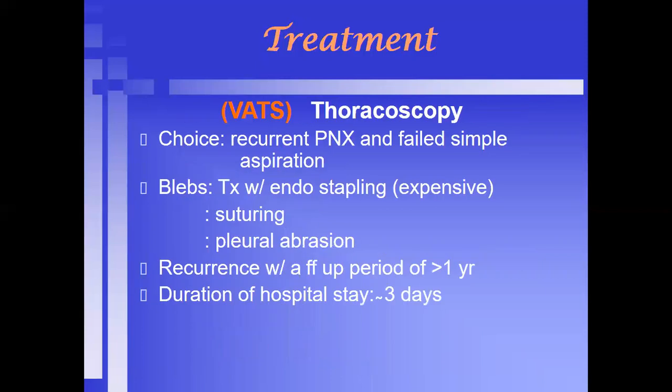So another option for treatment is your VATS or your thoracoscopy. This is the treatment of choice if your patient has had recurrent pneumothorax or if you did simple aspiration but was not successful. So when we do VATS, they can do stapling or suturing of that bleb to prevent recurrence. And they can also do abrasion of the pleura so that there will be adhesion or pleurodesis.